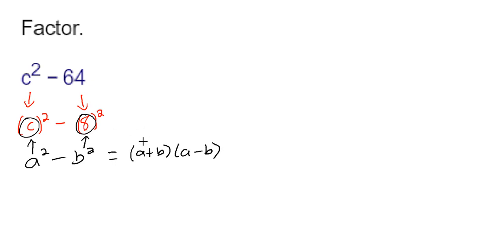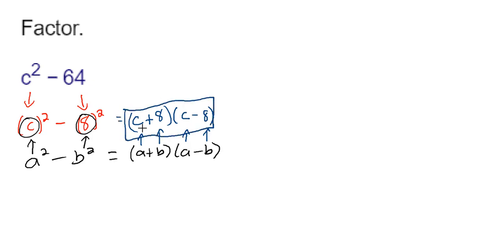But in my problem, instead of a, I have c. And instead of b, I have 8. So we're going to swap those 2 letters out for what I actually have in my problem. And that'll be my first factor, c plus 8. My second factor, instead of a, I have c, minus, instead of b, I have 8 again. And so this will factor as c plus 8 times c minus 8.